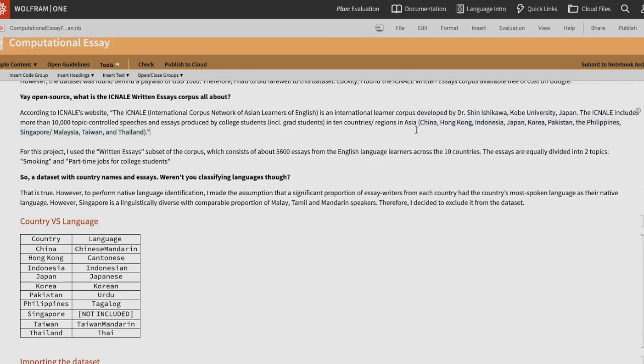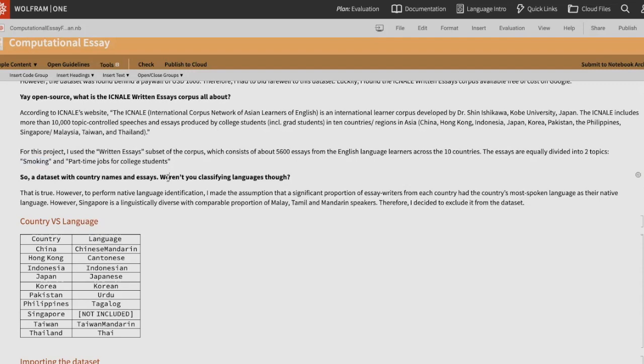Now, this data set basically consisted of the English texts written by grad students from these 10 countries on very homogeneous topics, that is, smoking and part time jobs for college students. It was really convenient for us that we didn't get randomized blocks of texts, however, coherent ones, all written for the same context, for the same topic, as that would make data analysis easier for us. However, when I found out this data, I was happy that I have something to work on.